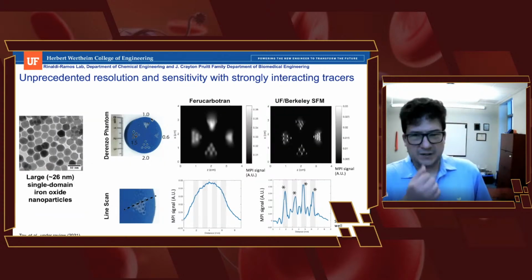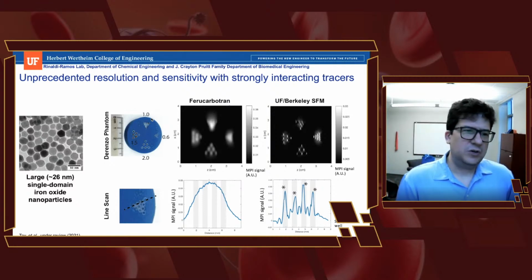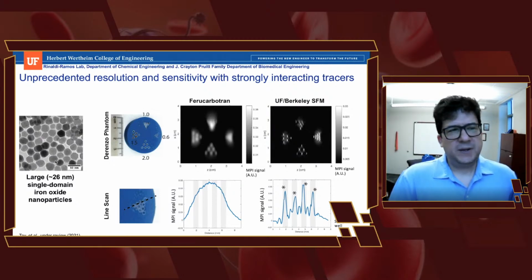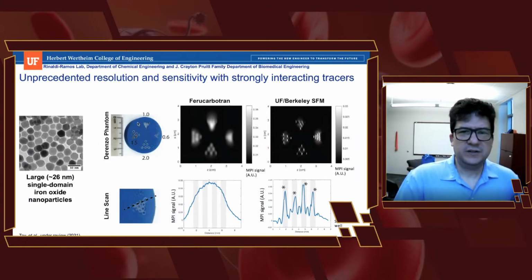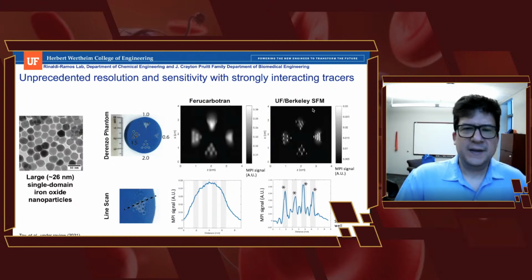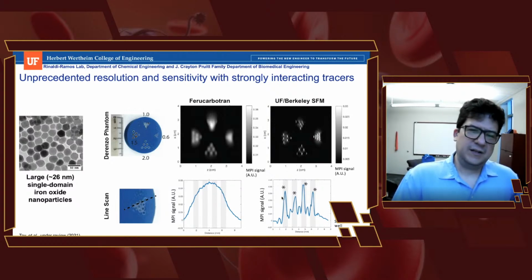So this is the experimental data, and I'm only showing you a snapshot of it. The entire paper is under review, and there's more data in the paper. But this is with 26 nanometer iron oxide particles, suspended in toluene, and we put them in these Lorenzo resolution phantoms. And so here's Ferucarbotran, which is commonly used, and you can distinguish this set of samples, but not these. These are these superferromagnetic chains, and you can very clearly distinguish all the resolution phantoms, and there are some line scans.